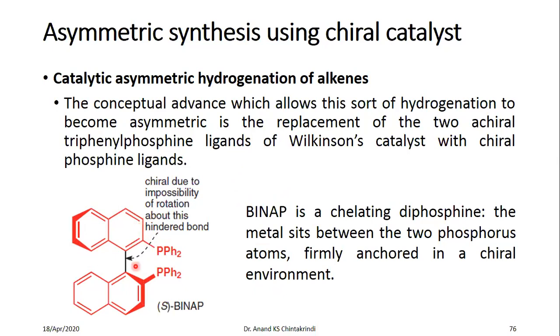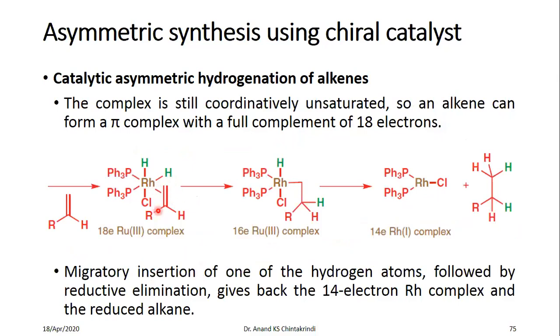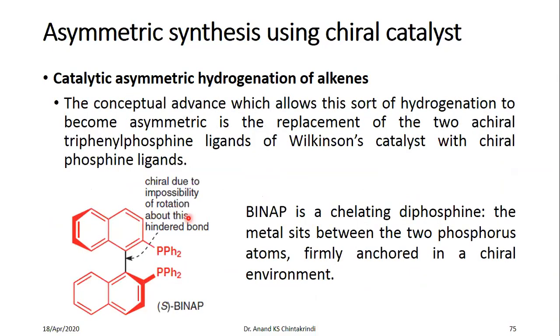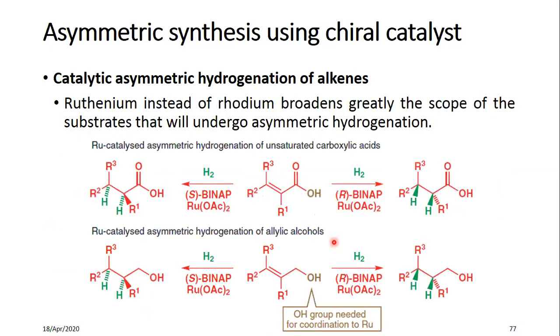We have seen this example several times. This is a chelating diphosphine. The metal, any metal, rhodium or ruthenium, sits firmly anchored between the chiral environment. Now, because of this chiral environment, how the metal forms the pi complex with the alkene is different. So depending on the configuration of the BINAP, if you are starting with R, you will get a certain enantiomer. If you are starting with S BINAP, you will get the other type of enantiomer in this case. So let us look at an example of this.